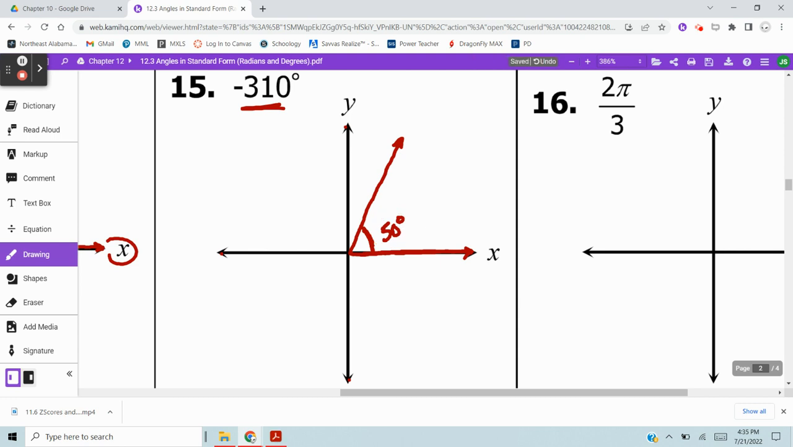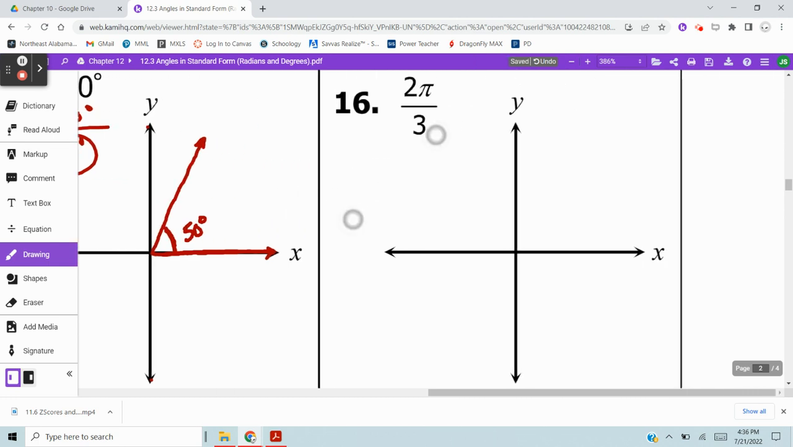Now, here's another trick that you can use. You can always use coterminal angles. So if I were to add 360 to negative 310, guess what I get? 50 degrees. Now, it doesn't always work out that this is your reference angle, but what you can do instead of graphing negative 310, why not graph 50 and find its reference angle?